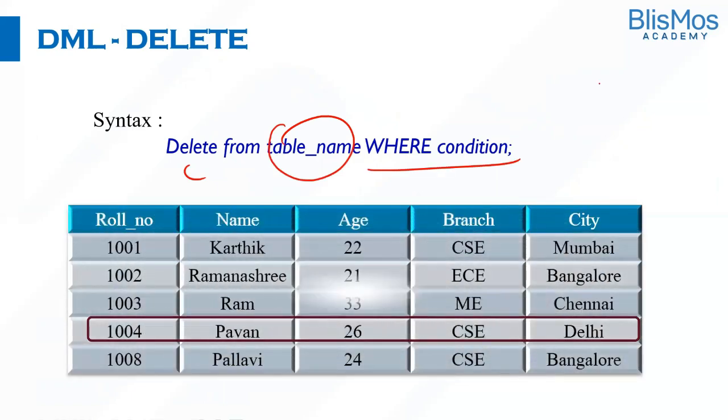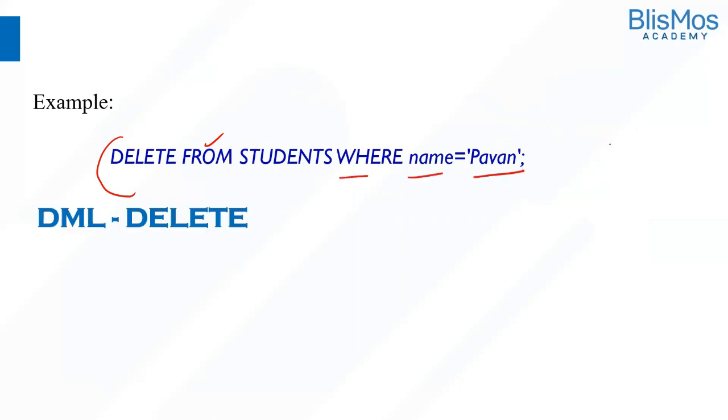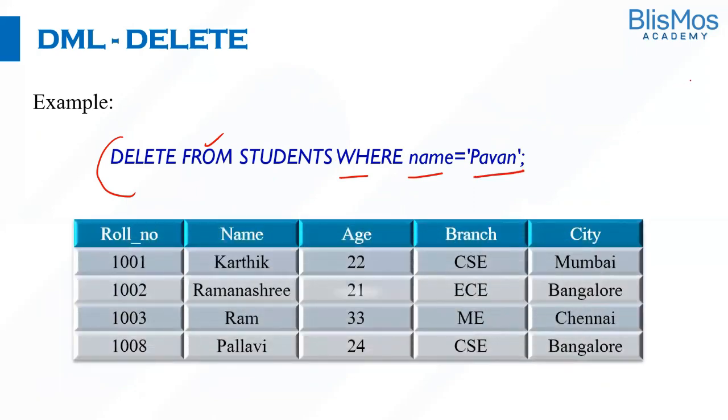In this case, if I want to delete a record with the name Pawan, maybe you are not liking Pawan, we can go ahead and delete this record by using this particular statement. I can say delete from, this is the name of the table, and specify where name is Pawan. After executing this command, it will delete the record having the name Pawan.